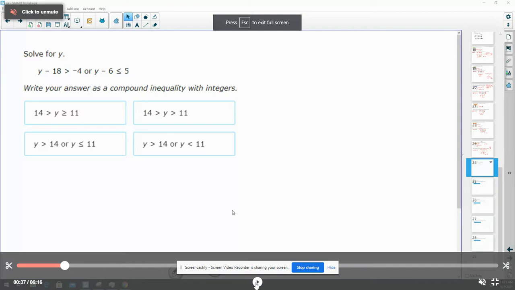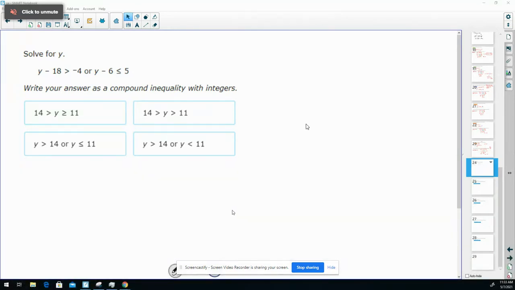Hello, everyone. So this assignment, we're going to do some solving compound inequalities. You want to make sure you write these out on paper. All right, so I'm going to rewrite them here.